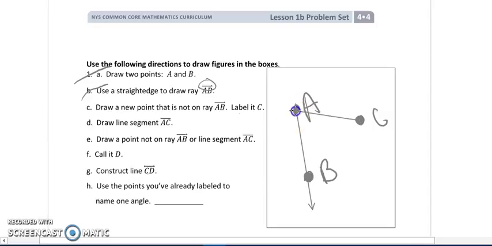Oh, I'm having trouble getting that to work. Sorry about that. There we go. And we have now drawn a line segment AC. I know it has a stopping point because there are no arrows on the label. So line segment AC. Now it says draw a point not on ray AB or line segment AC and call it D. So let's put D out here. And then it says to construct line CD. So I need to pass through C and pass through D, so I need arrows at both ends.